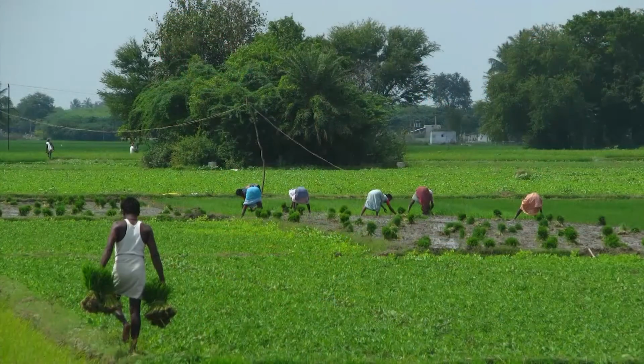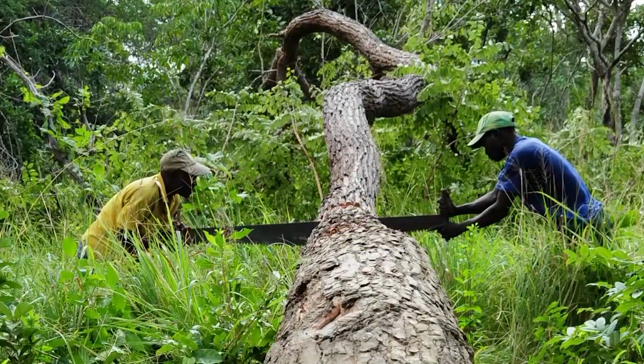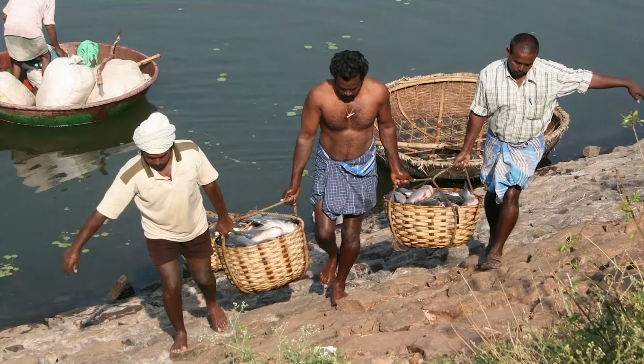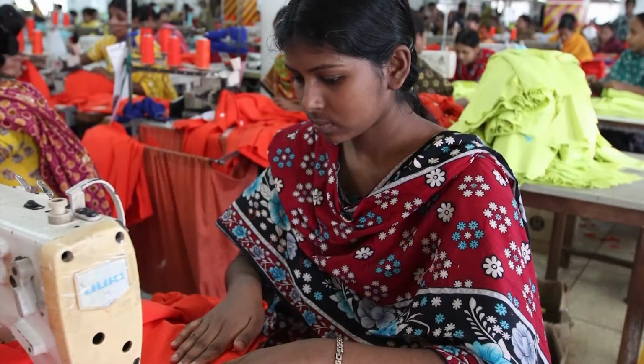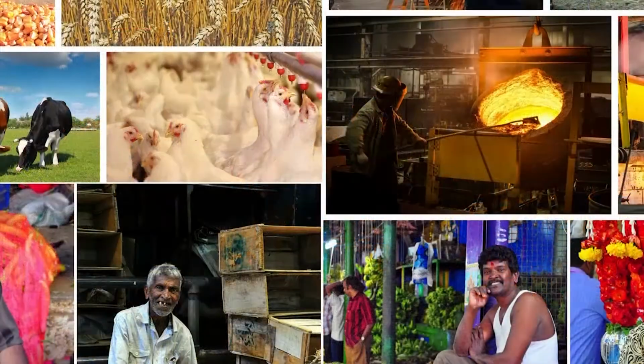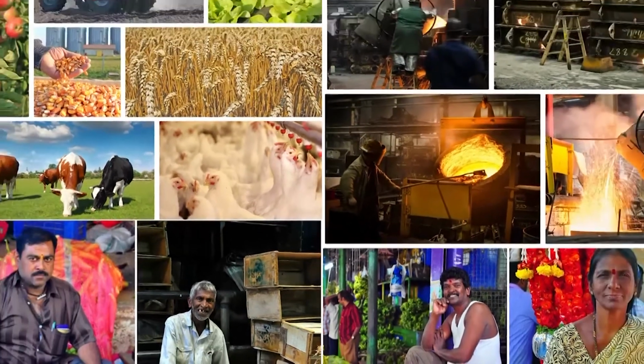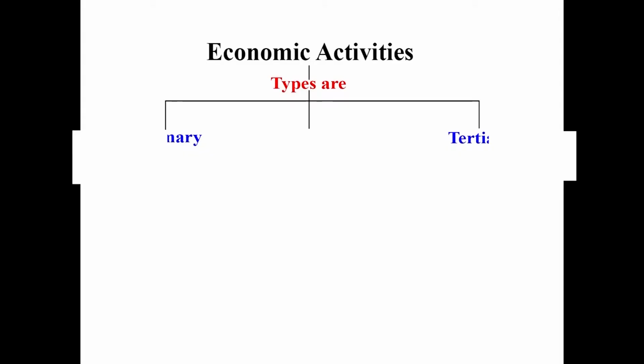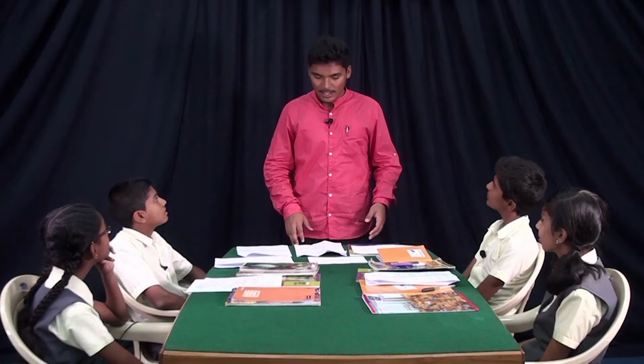They are farming, lumbering, fishing, working in industries, railways, and many more. When we look into the features of these activities, we can classify them into three different groups. They are primary activities, secondary activities, and tertiary activities. Let us now know about these activities by observing a classroom discussion.